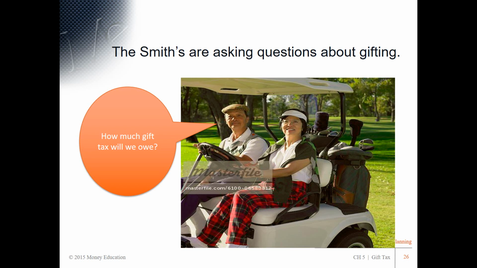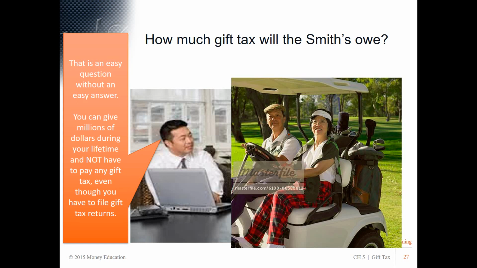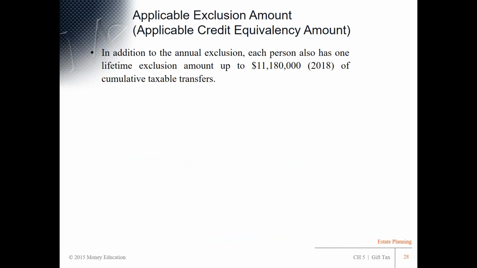So they want to know, bottom line, how much gift tax will we owe? Well, that's an easy question without an easy answer. You can actually give millions of dollars during your lifetime and not have to actually pay any gift tax, even though you may have to file a gift tax return. So this brings us to the applicable exclusion amount. This is also called the applicable credit equivalency amount. Now, I think that it's really easy to get lost in the vocabulary of gift and estate tax, so just pay really close attention to this vocabulary and work at getting comfortable with it as we go.